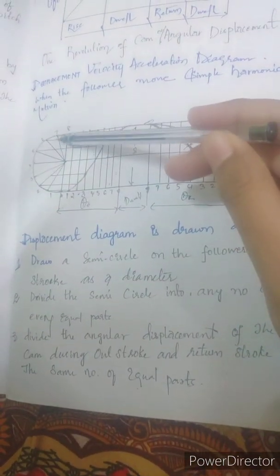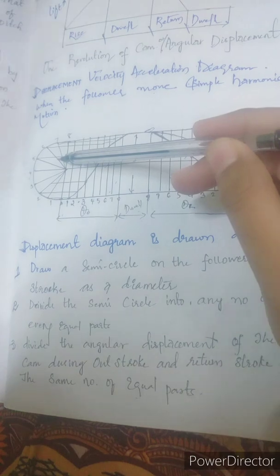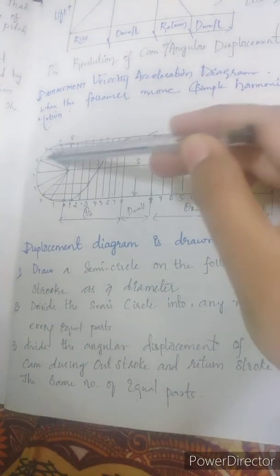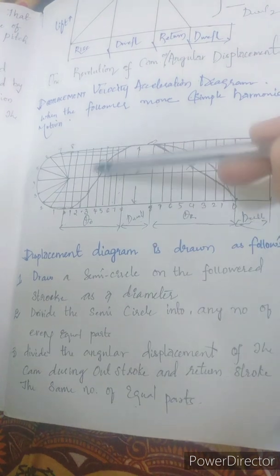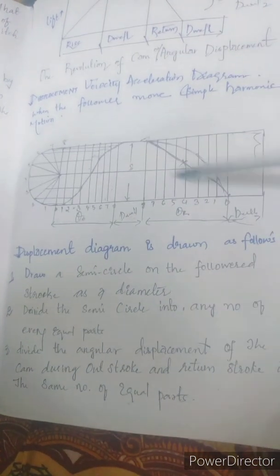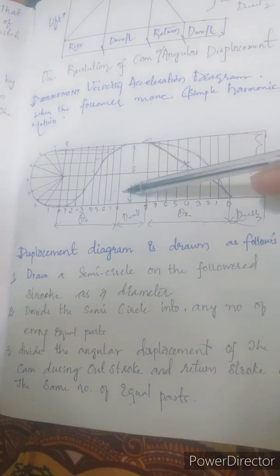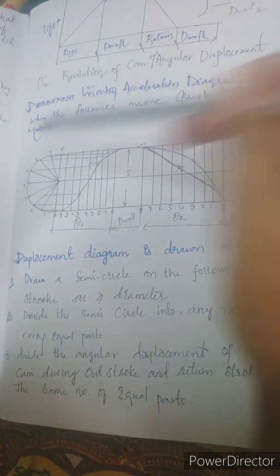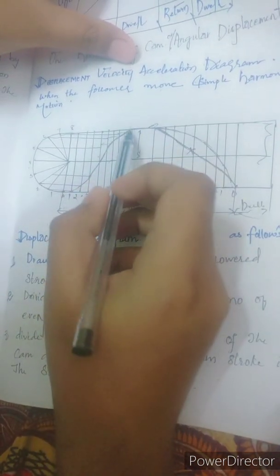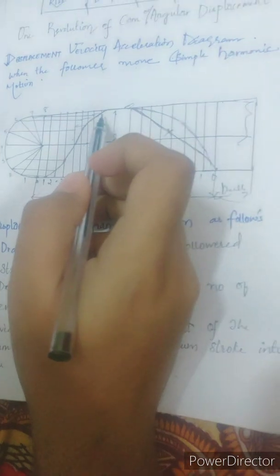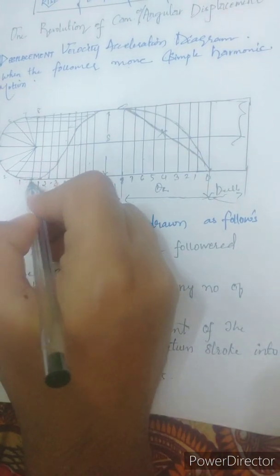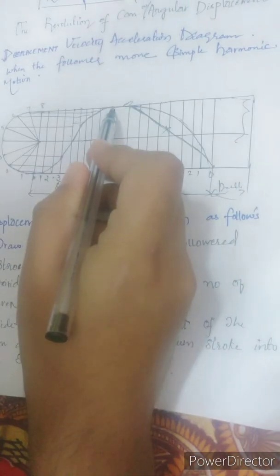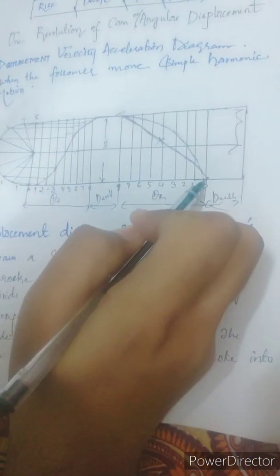Later, what you have to do is divide the semicircle into a number of equal parts. It has to be equal, and you are dividing the semicircle as well as the outstroke and instroke. You don't have to divide the dwell parts of the given cam profile. Just divide the outstroke, instroke and semicircle. Now mark the points from point 0 to point 8, however many parts you divided, that many points you need, and trace it freehand like this. You have to complete the diagram.